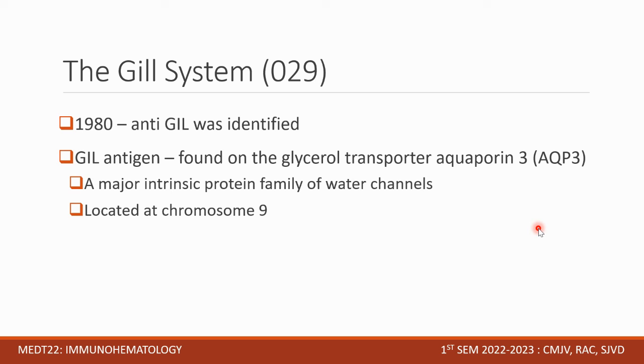Next, we have the GIL system, 029. Anti-GIL was first identified in 1980. The GIL antigen is found on the glycerol transporter aquaporin, AQP3. AQP3 is a major intrinsic protein family of water channels. The GIL gene is located on chromosome 9.